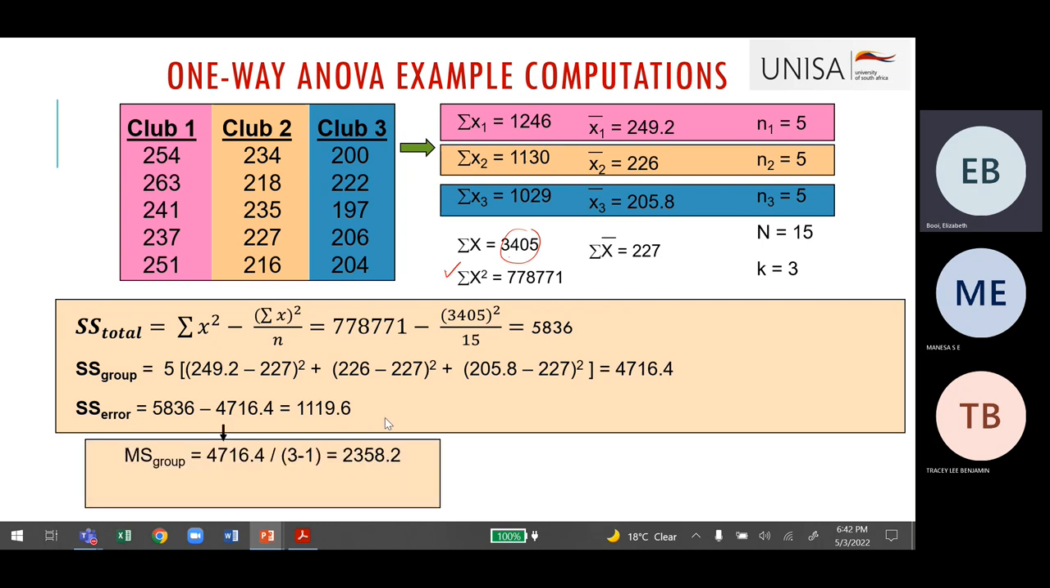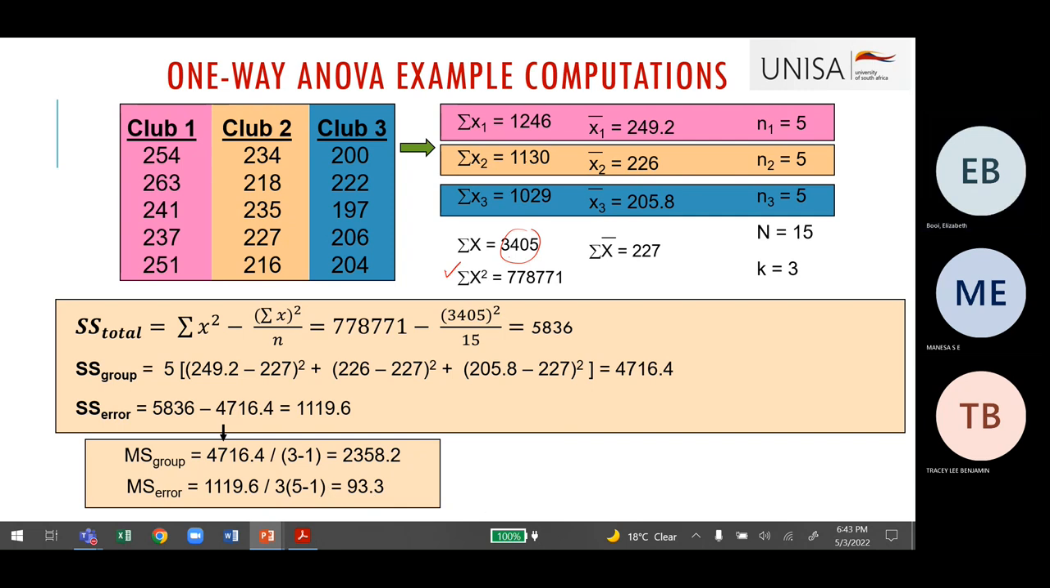Let's calculate our mean square group, which is your SS group divided by your degrees of freedom, which is K minus 1, and we know that our K is 3. We have calculated our SS group, which is 4716.4, divided by 3 minus 1, and we find the answer is 2358.2. And we can calculate the MSE, which is your SSE divided by the degrees of freedom, K times N minus 1. We know that K is 3 and N is 5, minus 1. And the answer we get is 93.